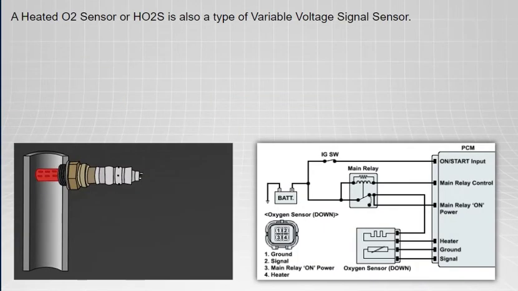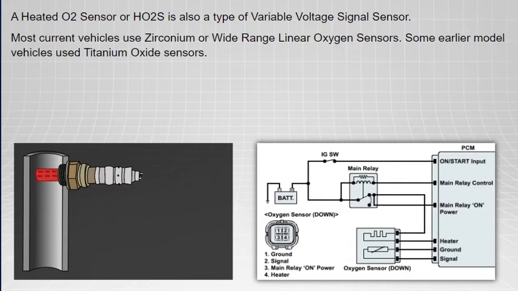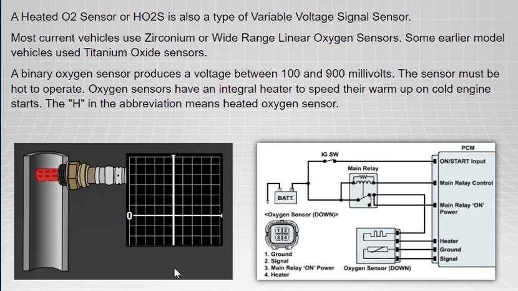A heated O2 sensor, or HO2S, is also a type of variable voltage signal sensor. Most current vehicles use zirconium or wide-range linear oxygen sensors. Some earlier model vehicles used titanium oxide sensors. A binary oxygen sensor produces a voltage between 100 and 900 millivolts. The sensor must be hot to operate. Oxygen sensors have an integral heater to speed their warm-up on cold engine starts. The H in the abbreviation means heated oxygen sensor.